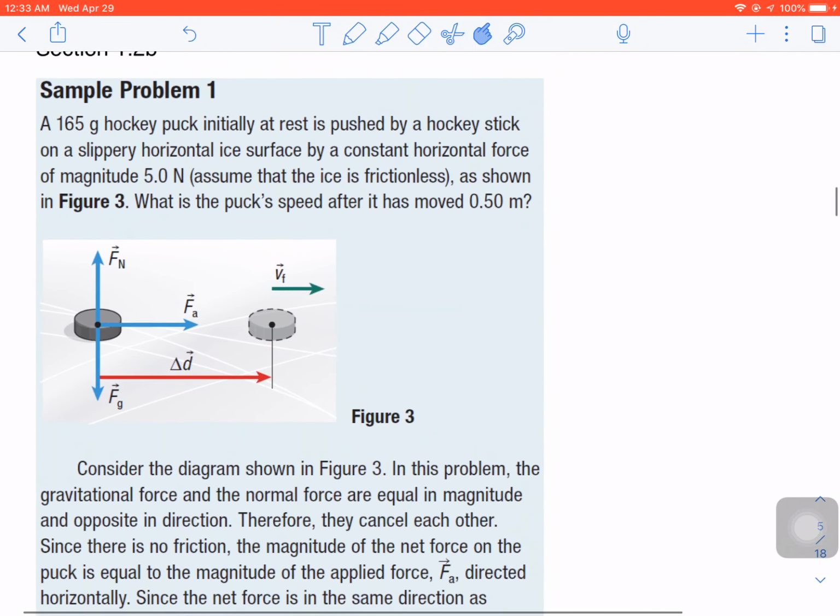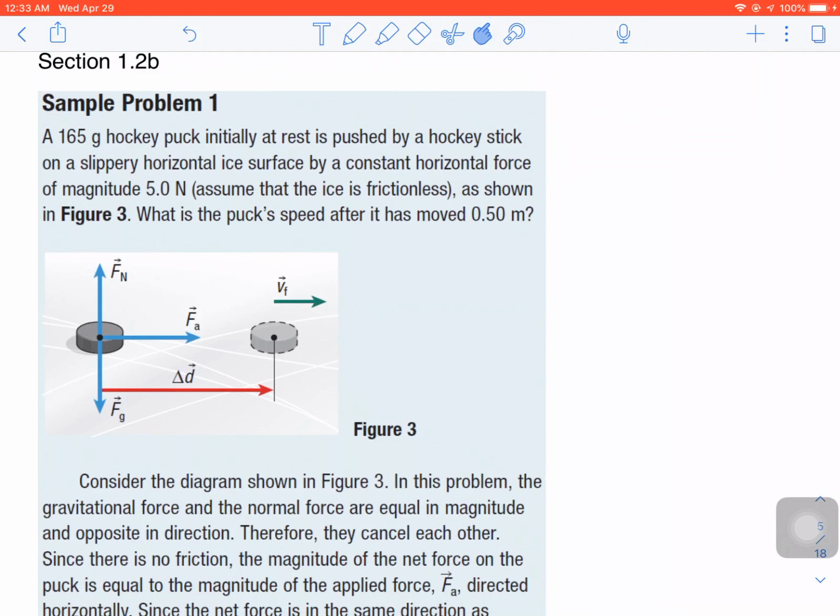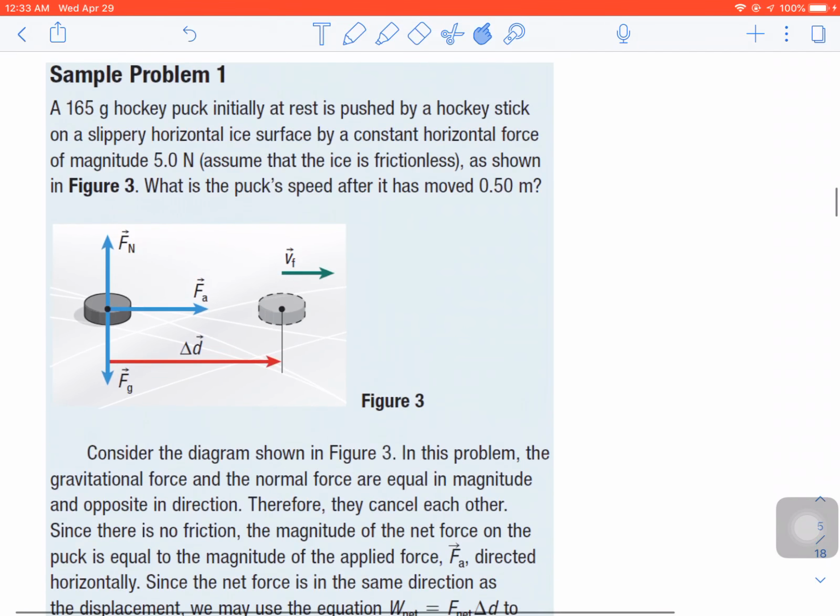Here's the sample for 1.2b, and it says a 165-gram hockey puck is initially at rest, and it's going to be pushed by a hockey stick. So it's originally got a V1 of 0 on a slippery horizontal surface. The amount of horizontal force is 5 newtons. Assume that there is no friction, it's frictionless. And it says, what is the speed of the puck after it has moved 0.50 meters? Okay, what is the speed after it's moved 0.5 meters?